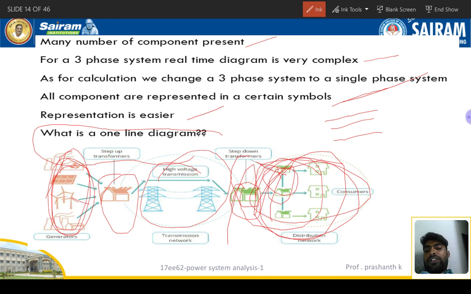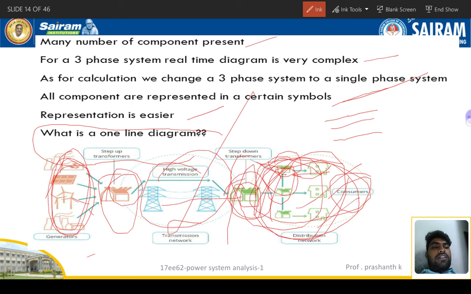See here, from here to here, just for example, 11 kilovolts to 220 kilovolts or 33 kilovolts. So 33 kilovolts is again converted here to 11 kilovolts. Again here 11 kilovolts to 415 volts or 230 volts single phase on the home consumer side. So generator, transmission network and distribution, right? It's a concept.